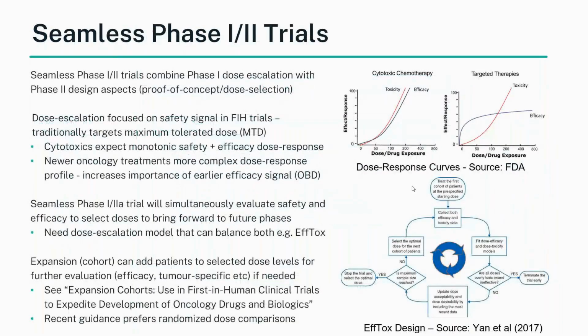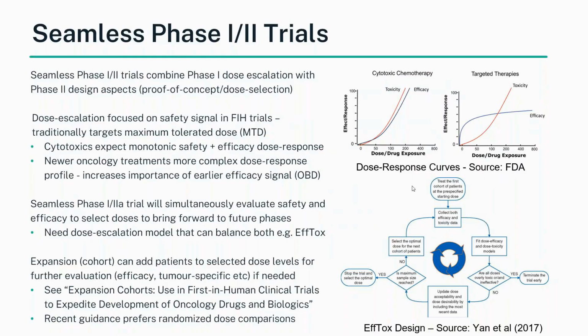I've provided here just a brief overview of what a seamless phase 1, phase 2, and phase 2, phase 3 trial looks like. So for seamless phase 1, phase 2, we're combining dose escalation with some degree of the proof of concept and dose selection from phase 2. Ideally, hopefully some level of dose selection, because that will inform the quote unquote proper dose finding trial that's phase 2B, whether that ends up being a phase 2B3 or just a standard phase 2B one. That's left up to the sponsor. So dose escalation, as I mentioned, is focused on the safety signal in first in human trials.